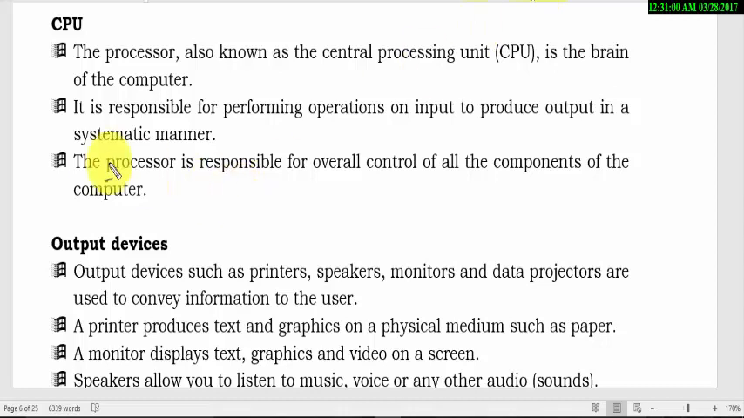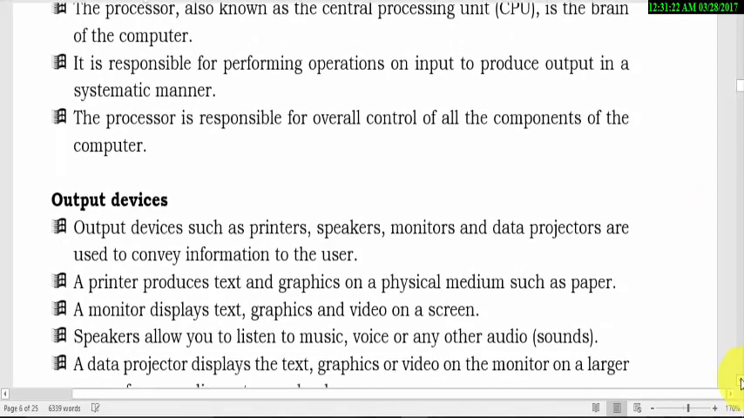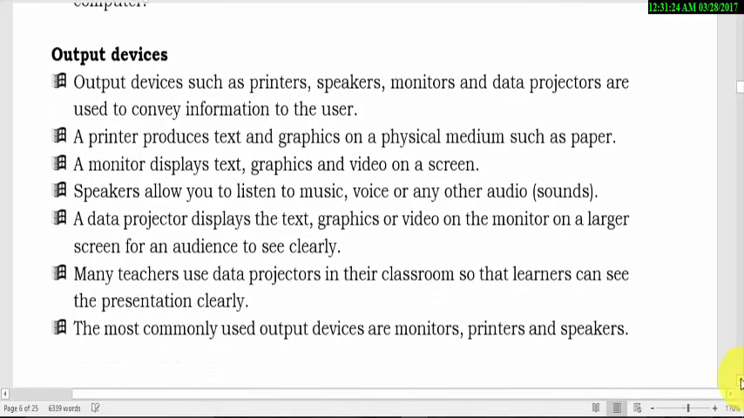What we are saying is that the processor is responsible for overall control of all the components of the computer. So it is the CPU which controls all the components of the computer. When we say components, it means parts of the computer. So the CPU controls all the parts of the computer.